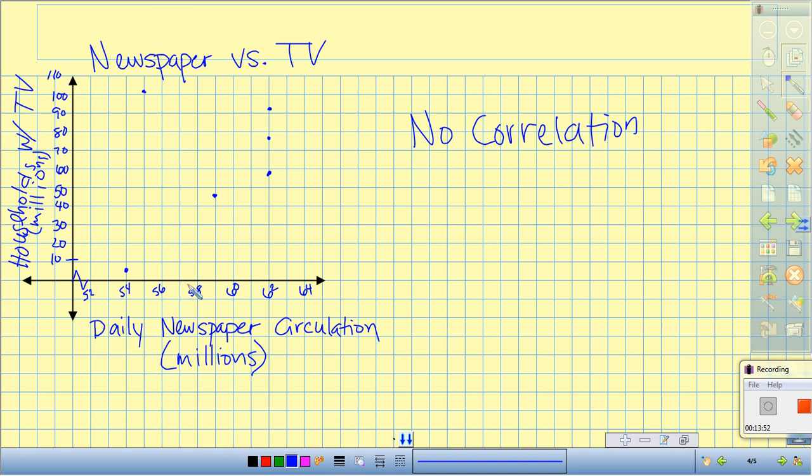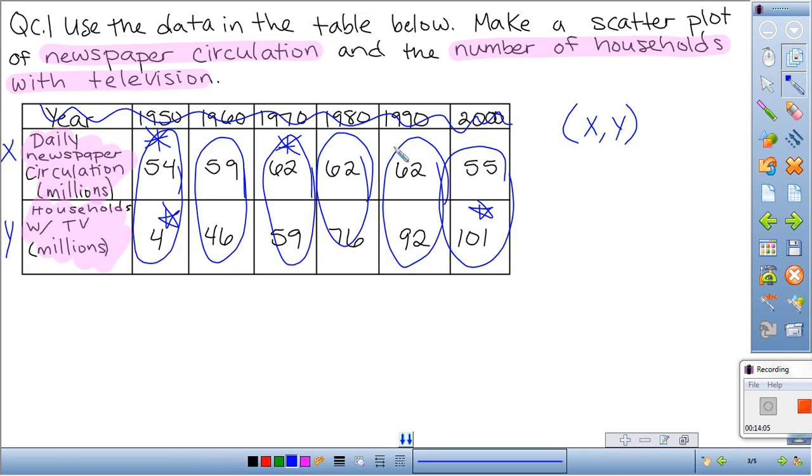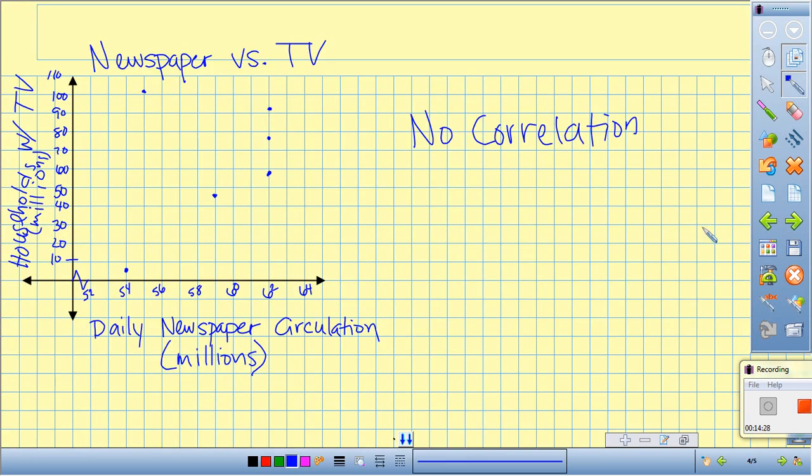Now maybe if they had done the graph differently, like maybe year here and daily newspaper circulation, then maybe you would see a trend. You'd see that as the years progressed, people were getting less newspapers, 54, 59, 62 for a while, but then it went down to 55. Or really even, you'd probably see a better trend between the year and the households with TVs, because as the year progressed, certainly many more people had TVs. It increased every single year. The more years, the more TVs people had. Okay, but with this one, no correlation.